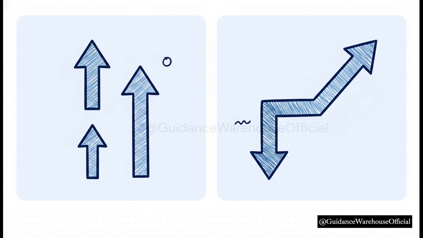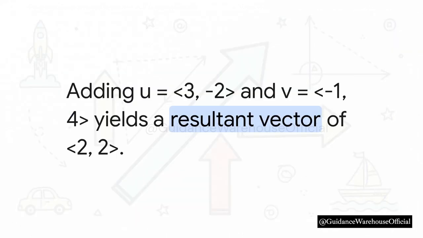But vector addition, that is entirely different. When you add two vectors together, you place them head to tail. You move along the first path, and from its end, you travel the second path. Doing this creates an entirely new trajectory, which we call the resultant vector. Let's make this crystal clear with a quick math example. Let's say vector u moves 3 spaces right and 2 spaces down, and vector v moves 1 space left and 4 spaces up. How on earth do we add them?